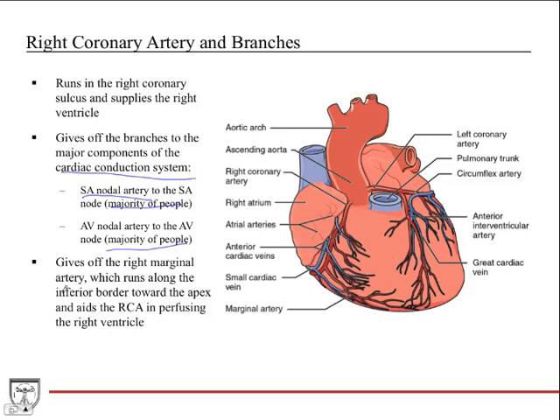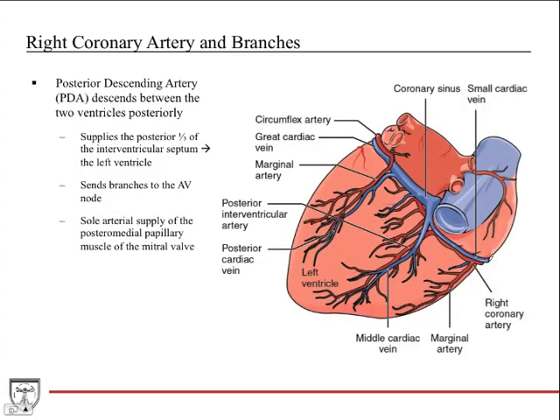It gives off the right marginal artery, which is a lower yield artery, but it's still good to know. It's one of the major ones you can still see, and you can see it coming off here and traveling this way, and it runs along the inferior border towards the apex. It aids the RCA in perfusing the right ventricle. So you can see it extends out more this way to help totally cover the right ventricle.